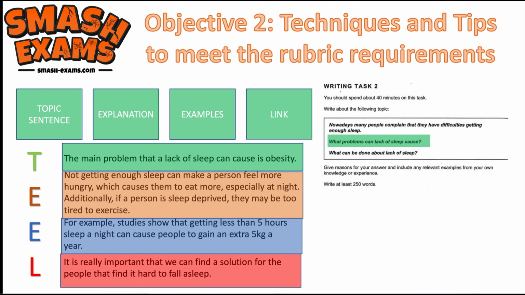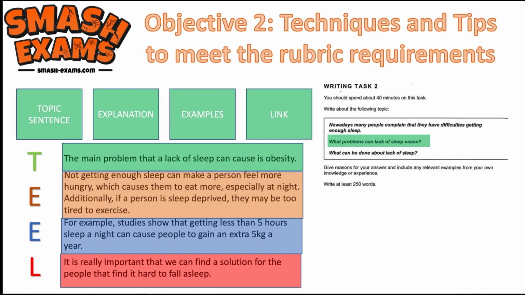We can then explain. Not getting enough sleep can make a person feel more hungry, which causes them to eat more, especially at night. Additionally, if a person is sleep deprived, they may be too tired to exercise. So here we can see we've used our linking word additionally to add another part of an explanation. Then we go on to give an example. For example, studies show that getting less than 5 hours of sleep a night can cause people to gain an extra 5 kilos a year. There we have given an example, and it's still about how the lack of sleep can cause obesity.